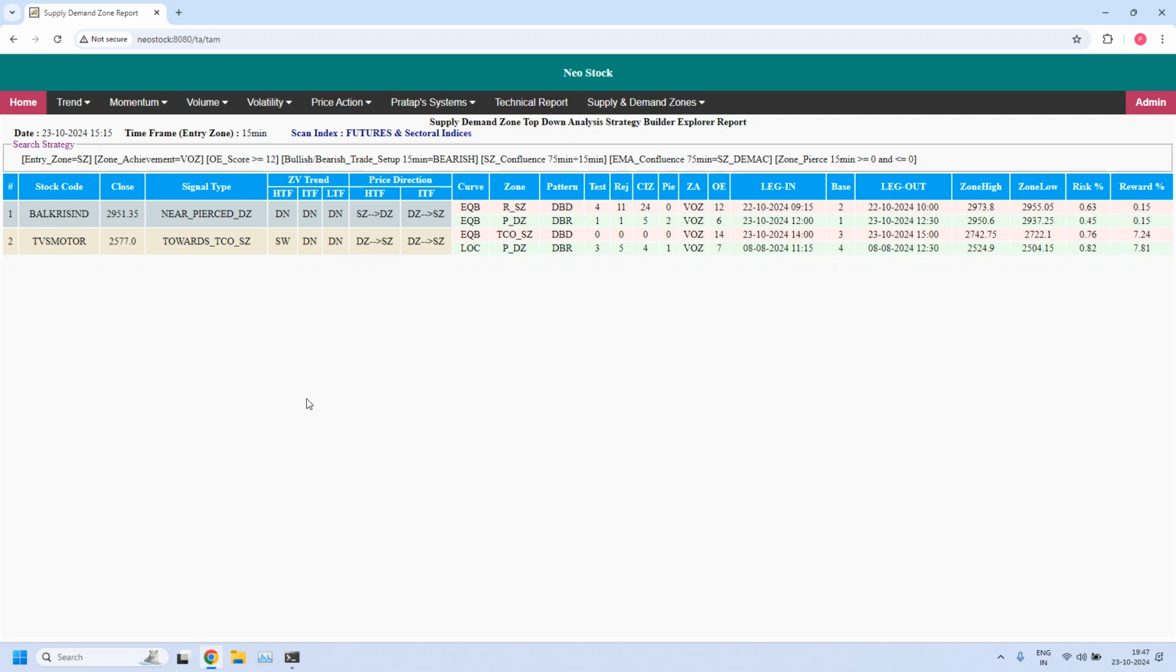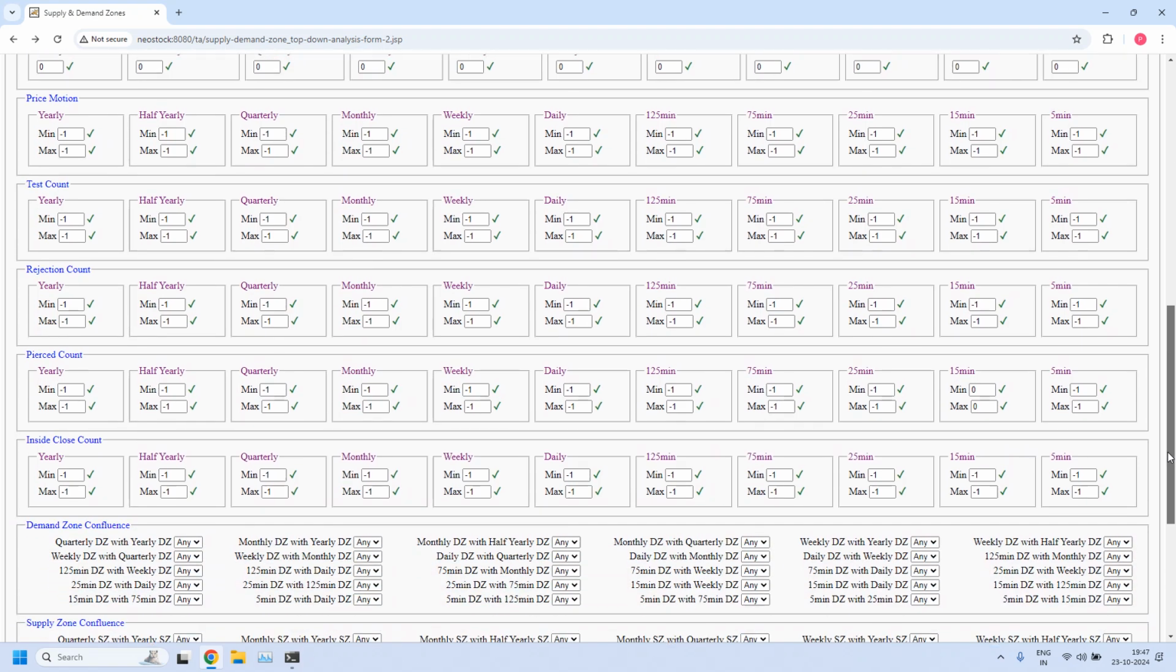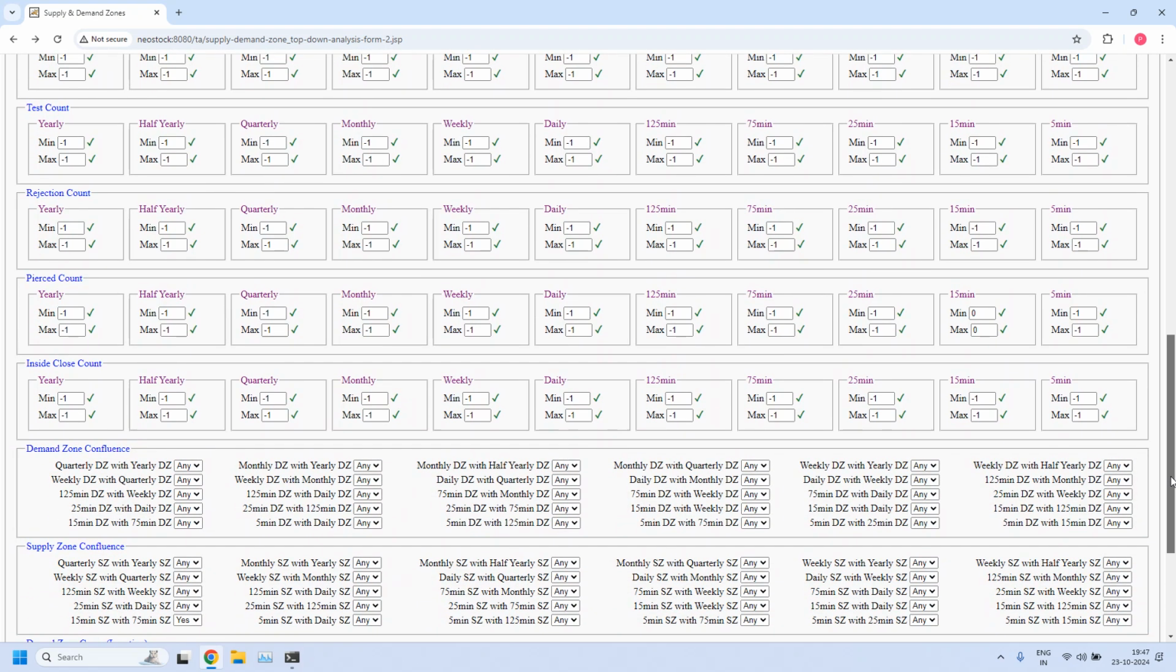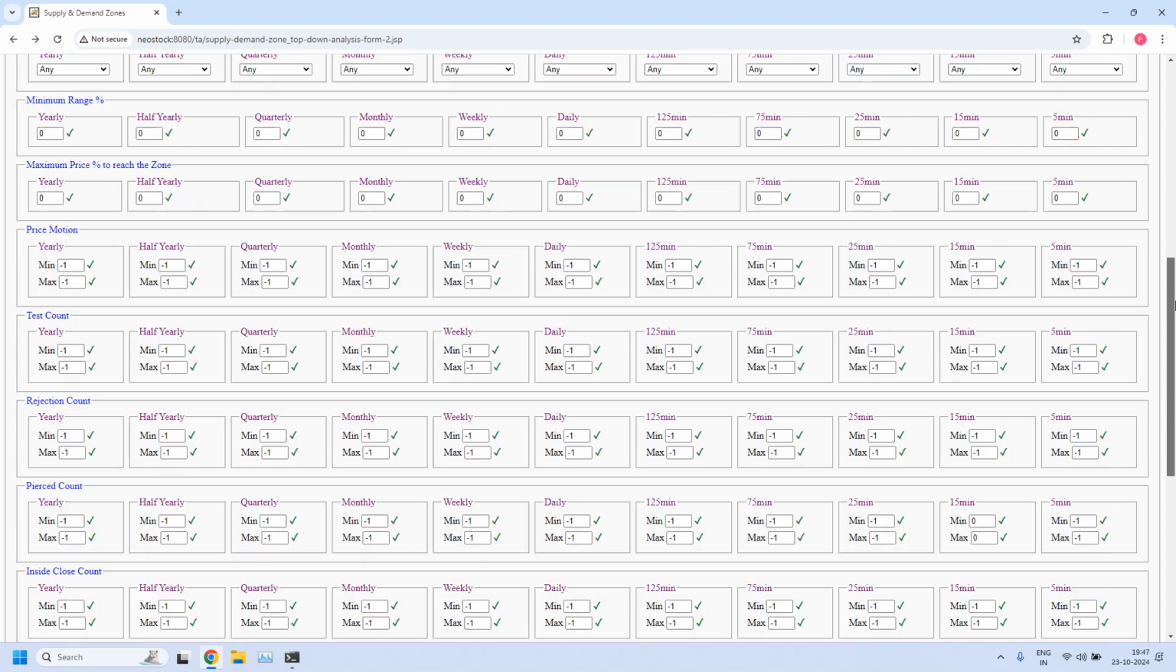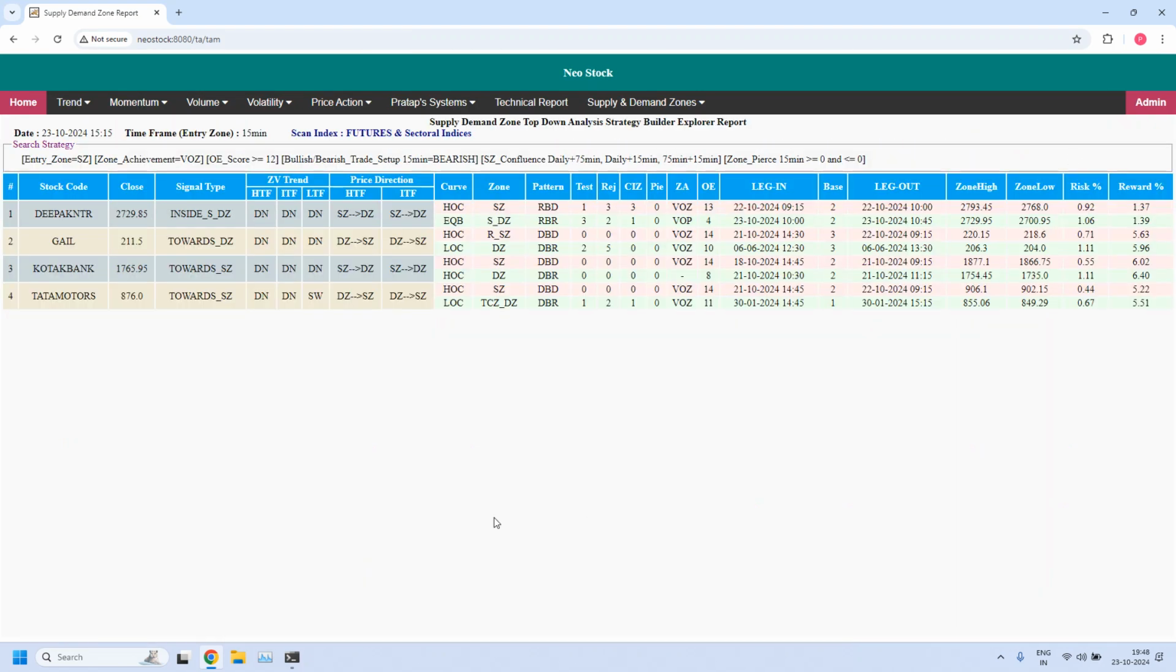Okay, next let us look for LTF, ITF and HTF supply zone confluence. So removing the EMA filter, in the supply zone confluence, 3 filters we should set. Already 1 filter is enabled. 2 more filters: 15 minute supply zone with daily supply zone confluence, and 75 minute supply zone with daily supply zone confluence. All the 3 are enabled. With this LTF, ITF, HTF supply zone confluence, we got 4 stocks.